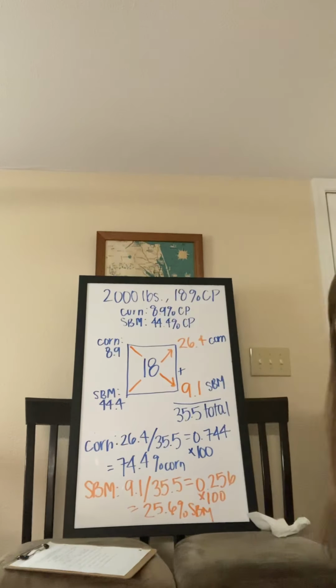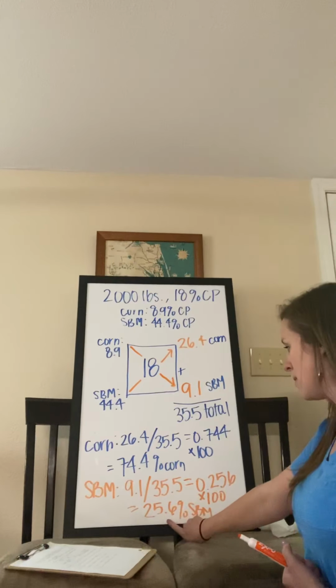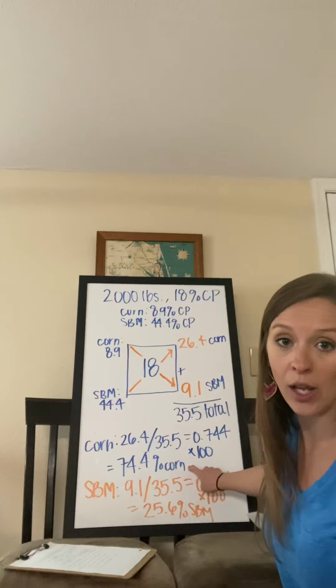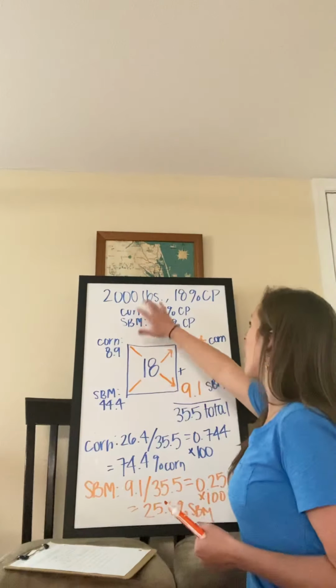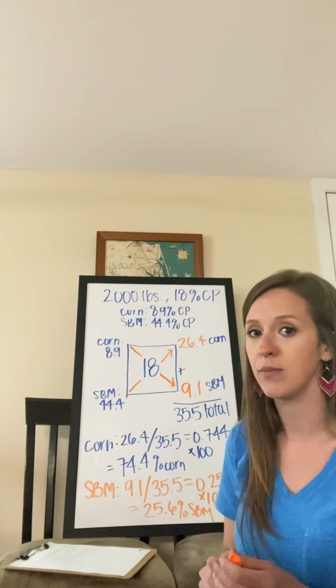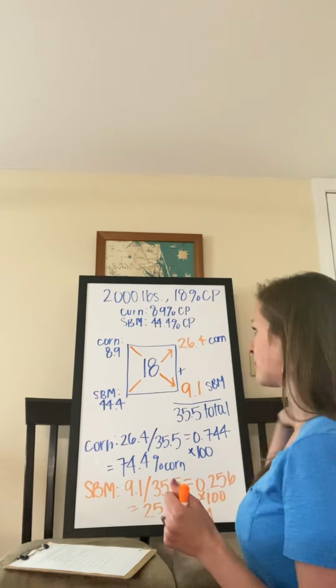Okay? So I know that's kind of at the bottom, but 25.6% soybean meal and then 74.4% corn is going to be what our final feed ration, that's going to be the percentage of each that we have to mix together. Okay? Hopefully that makes sense so far.